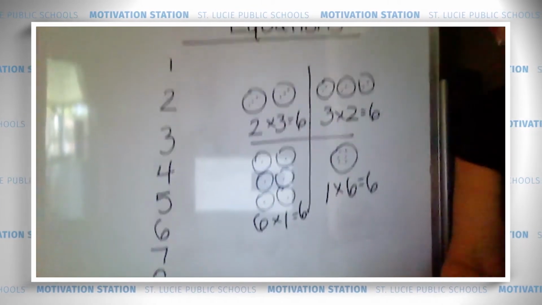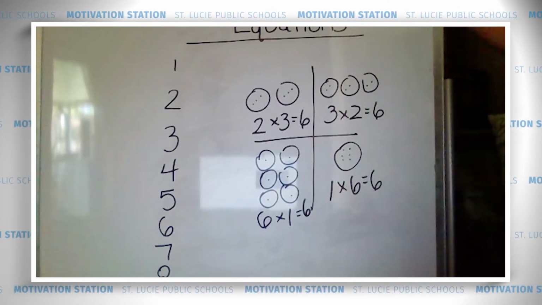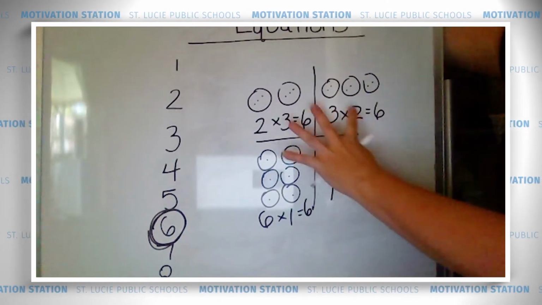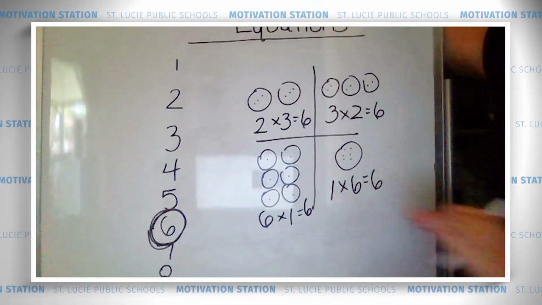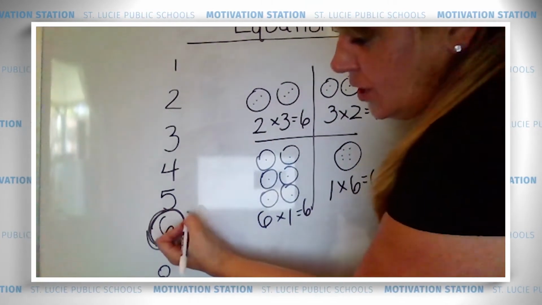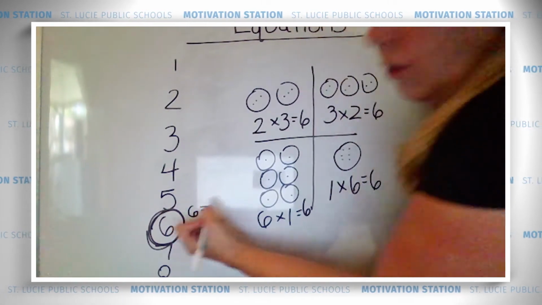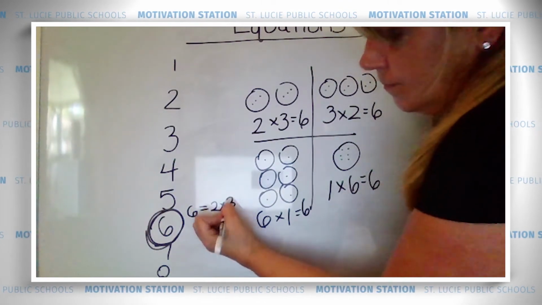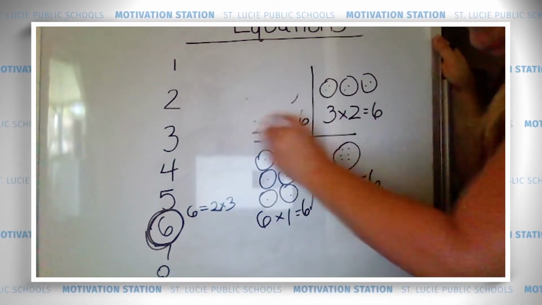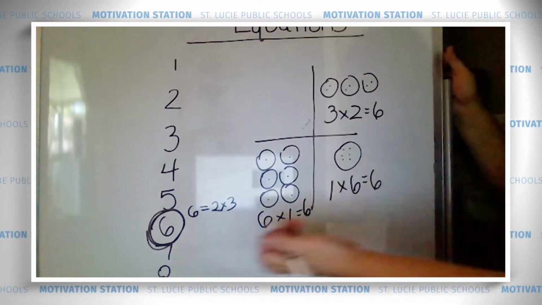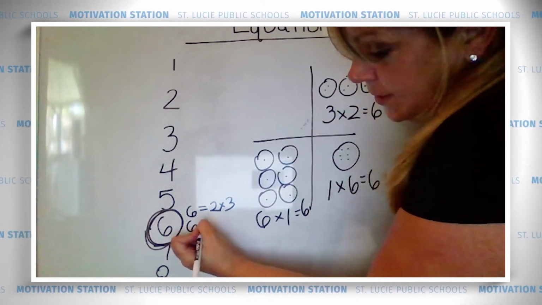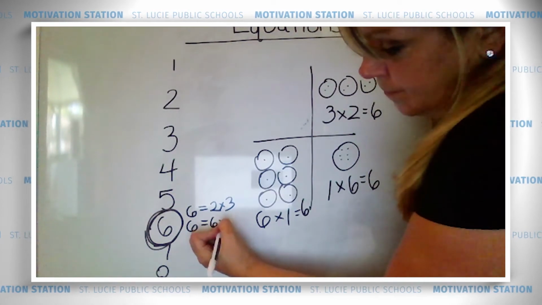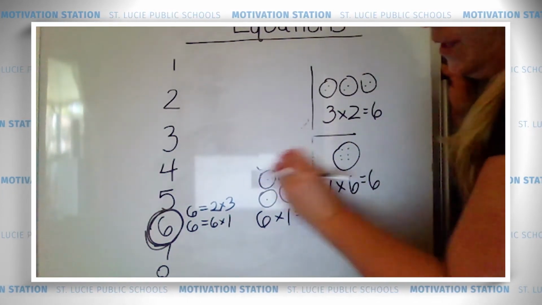Okay, so now what I want you to do is go to that front cover of your book. I want you to circle the number 6 in the left-hand column there. And now we're going to record these equations next to number 6. Let me show you how I want you to do it, though. I want you to say 6 equals 2 times 3. Underneath that, I want you to write 6 is equal to 6 times 1.